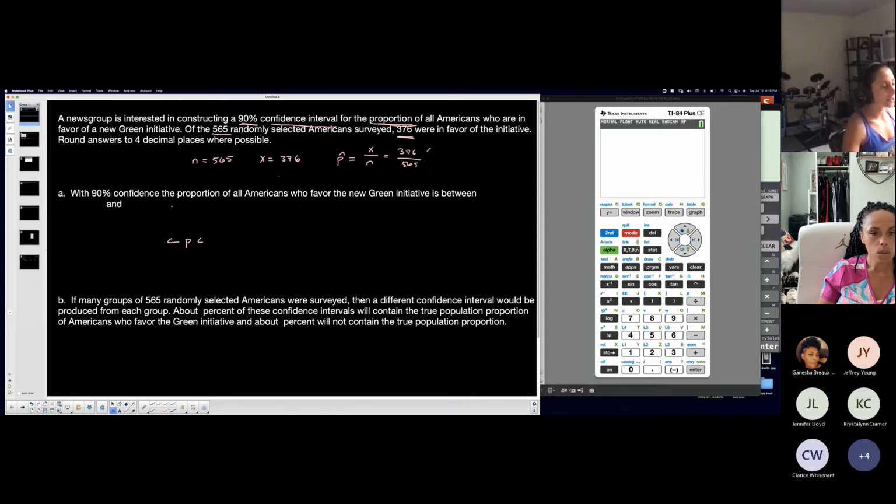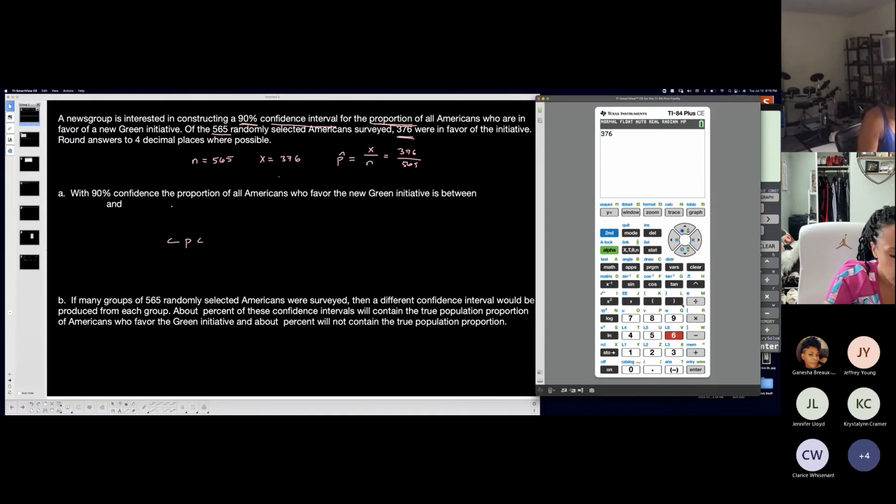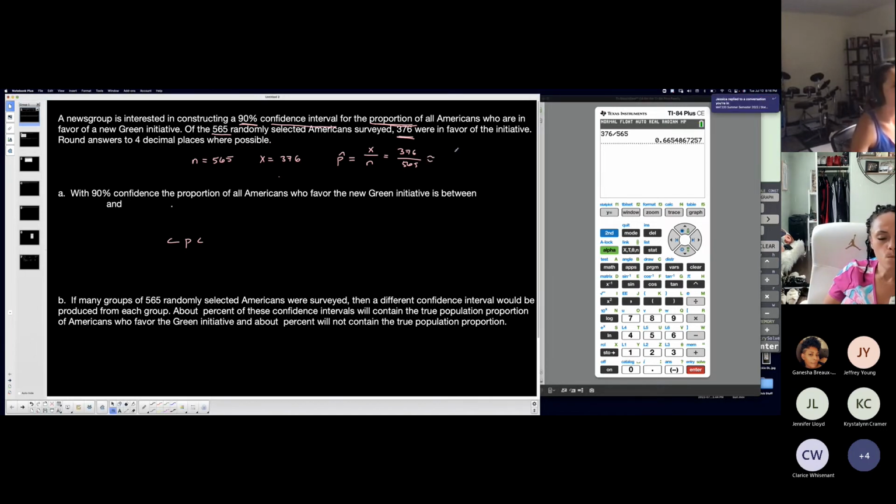Now I could potentially, and let me do that on my calculator, I could find that now, 376 out of 565. I'm going to show you how you don't have to find it now, but this is how you would find your sample proportion if you need it. Yeah. So 0.6655 if I'm rounding, right?